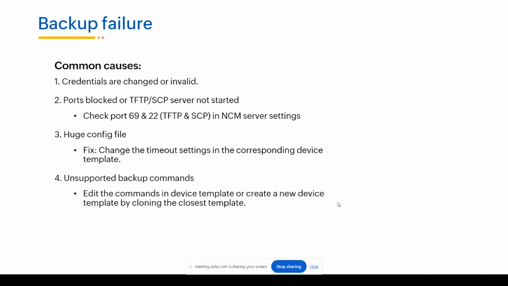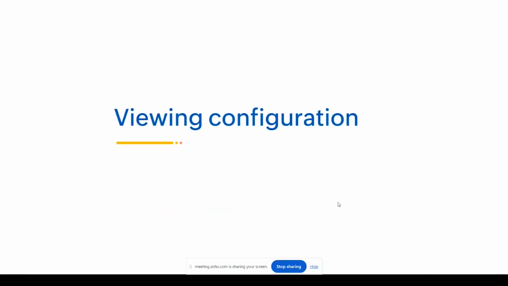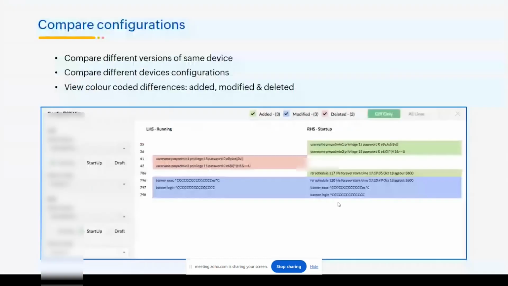Next, let's talk about viewing configurations, starting with compare configurations. With Network Configuration Manager, you can compare two configurations of different devices or even two configurations of the same device side by side. This comparison is color coded for clarity.